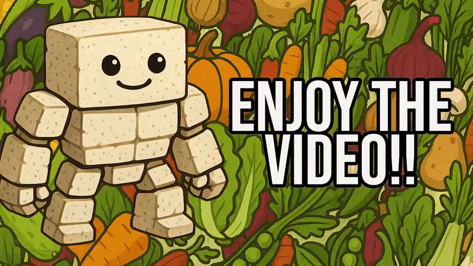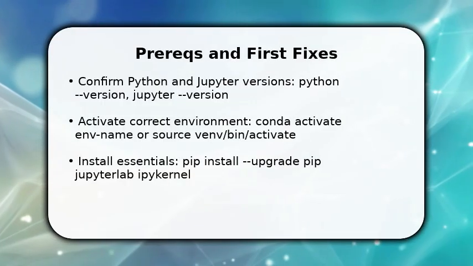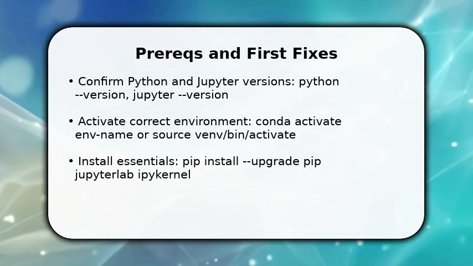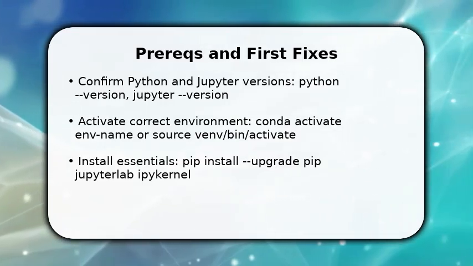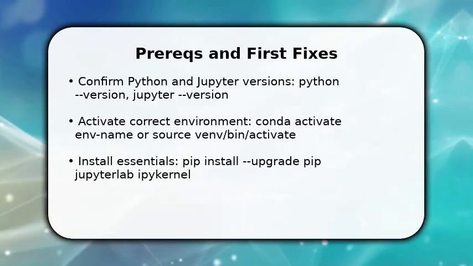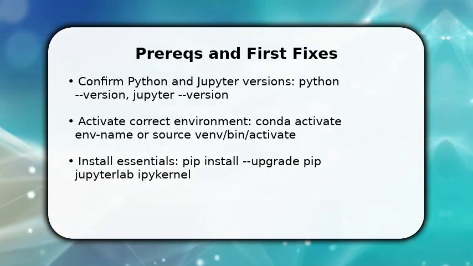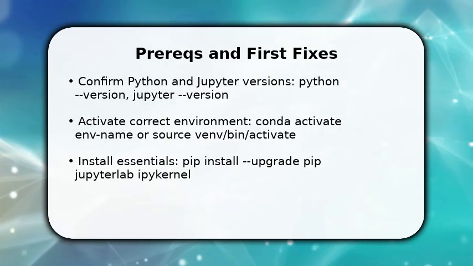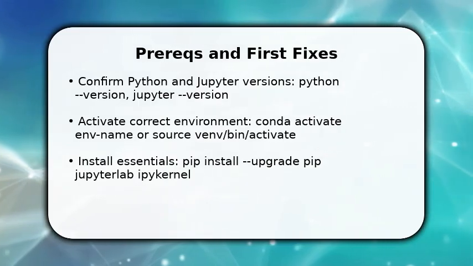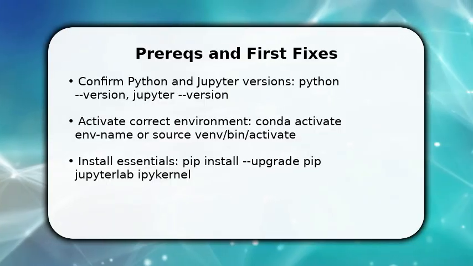Please enjoy the video. You start by confirming the environment and tools so fixes apply to the right runtime. Check Python and Jupyter versions, then activate the environment that runs your notebooks. Once active, upgrade pip and reinstall Jupyter components to reduce dependency mismatches.